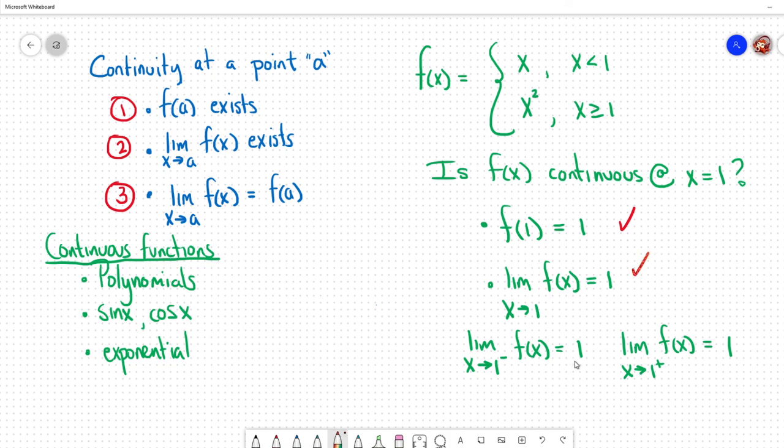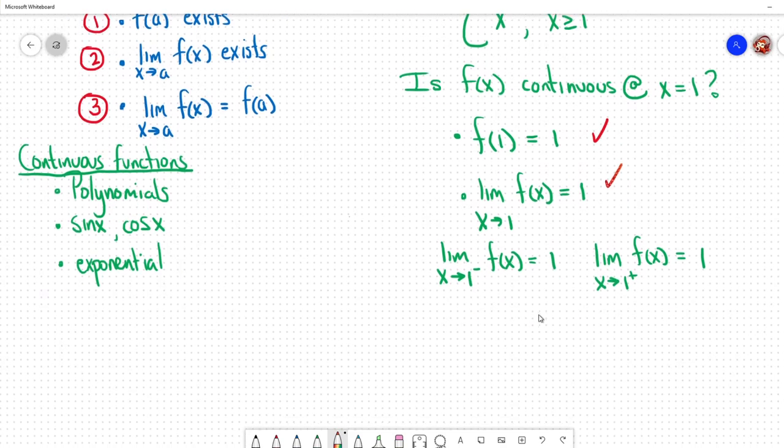That's checked off. So now we have to do the final condition, which I like to call the concluding condition, which is, do these two parts give me the same value? And the answer is yes, they are. So the limit as x approaches 1 of f of x is equal to f of 1. So yes, we do meet that condition. So all 3 conditions have been met.